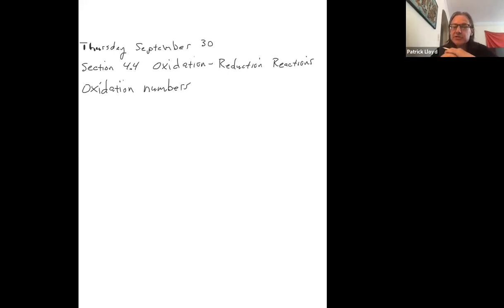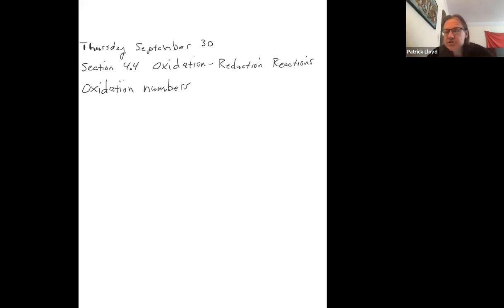So today what we're going to do is focus on the third type of reaction. We first looked at precipitation reactions, which were an example of a double replacement. We then looked at acid-base reactions, also an example of double replacement. And now we're going to look at oxidation-reduction, or sometimes referred to as redox reactions.